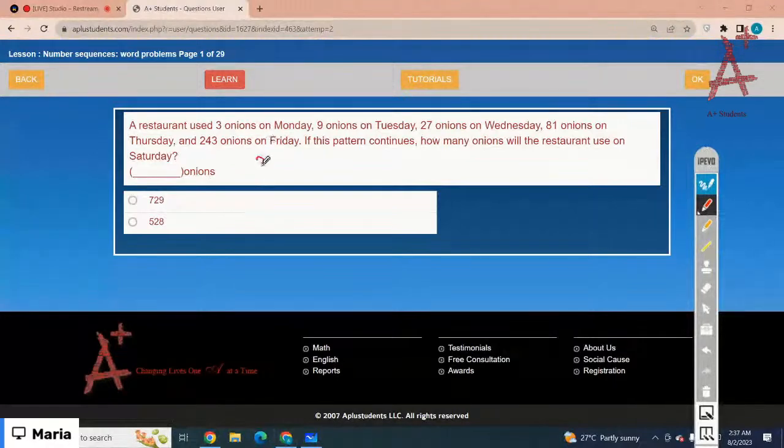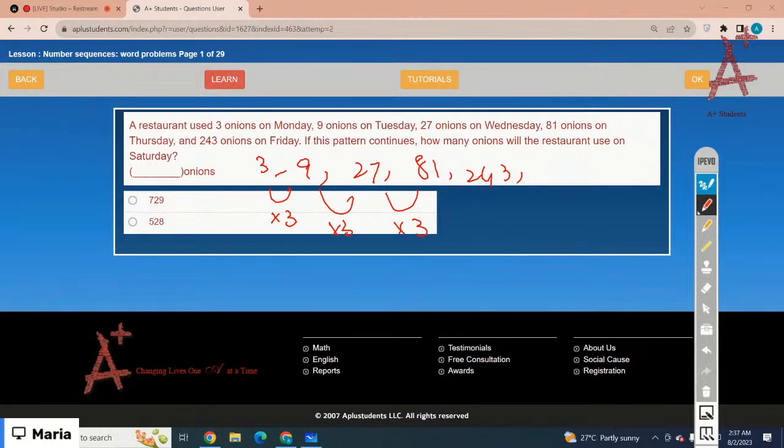Okay, the numbers are 3, 9, 27, 81, 243. You have to find the next number. So first we have to look for the pattern, right? 3 times 3 is 9, 9 times 3 is 27, 27 times 3 is 81, and 81 times 3 is 243. That means to get the next number you have to multiply the previous one by 3.